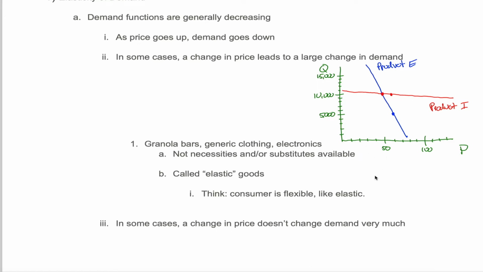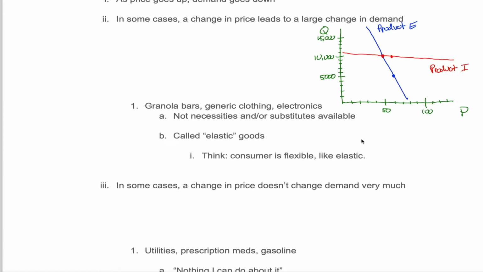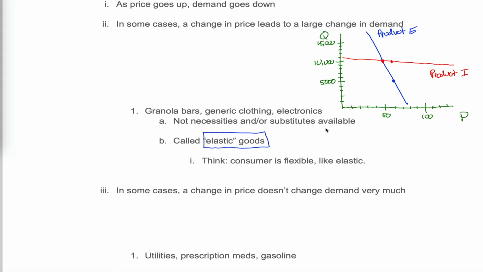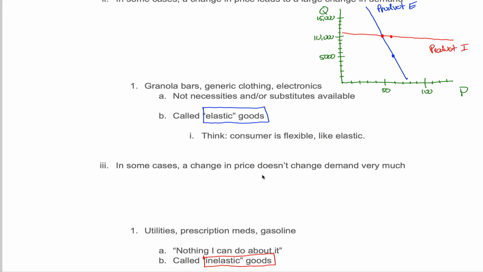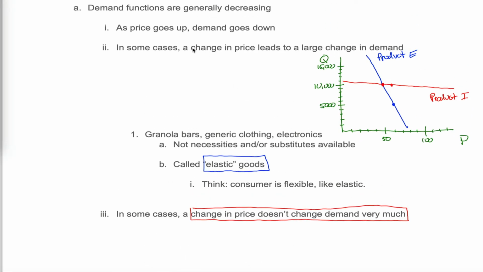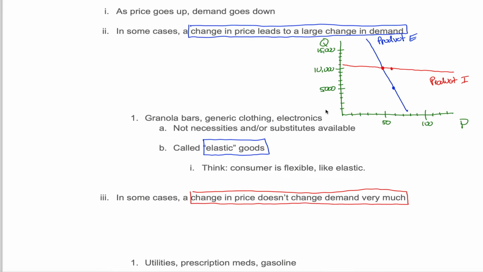We like to put things into categories, so we'll pretend that goods are either elastic or inelastic. Elastic goods are goods like product E here, where if you raise the price a little bit, the quantity plummets. Inelastic goods are goods like product I here. The idea is you can change the price, but that's not going to change the demand very much. With elastic goods, a change in price leads to a large change in demand. With inelastic goods, a change in price doesn't change the demand very much.